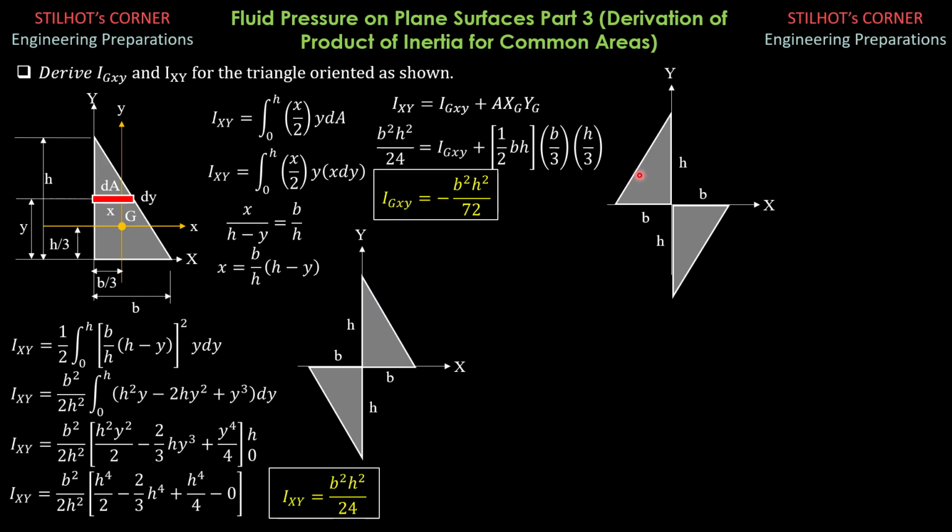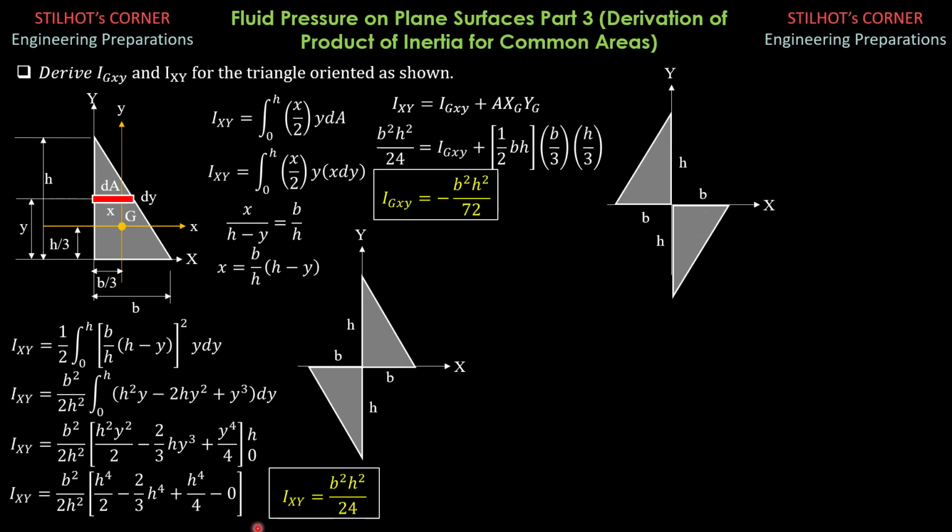So now what if the triangle is oriented in this manner? One is in the second quadrant and the other is in the fourth quadrant. So remember that if the area lies in the second or in the fourth quadrant, both areas are positive. The x coordinate is negative here. The y coordinate is positive. In the fourth quadrant, the x coordinate is positive. The y coordinate is negative.